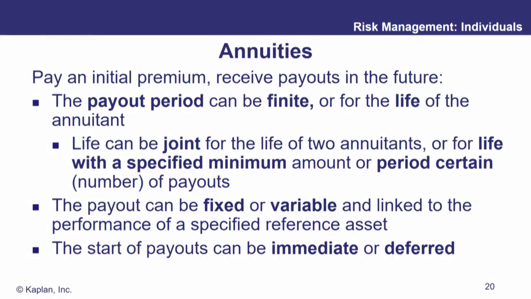Now, you can do other variations. Let's say we have a couple. You could do a joint life annuity. As long as either member of the couple is alive, the payments will continue. Now, one of the knocks against a lifetime annuity is, well, what if we die tomorrow? Nothing would be paid back. You don't get your premium back, just everything ceases. The insurance company keeps it all.